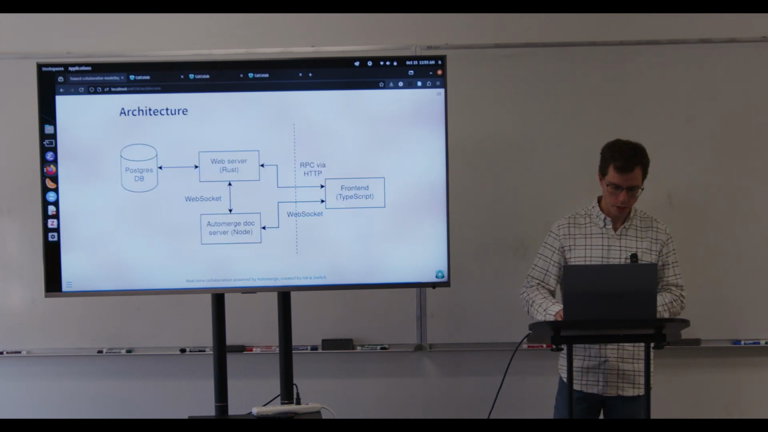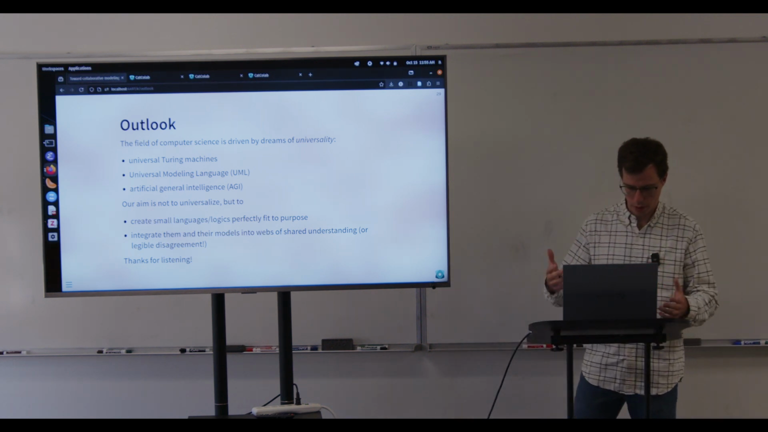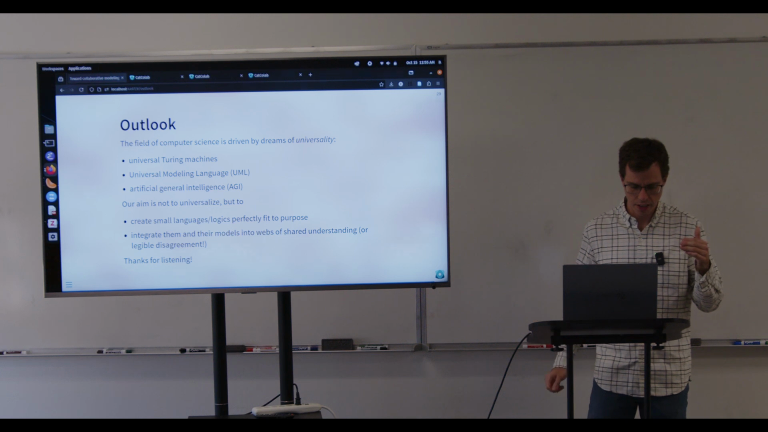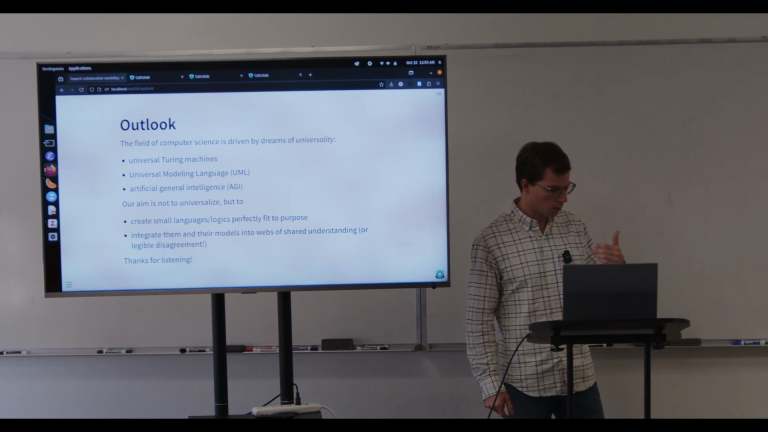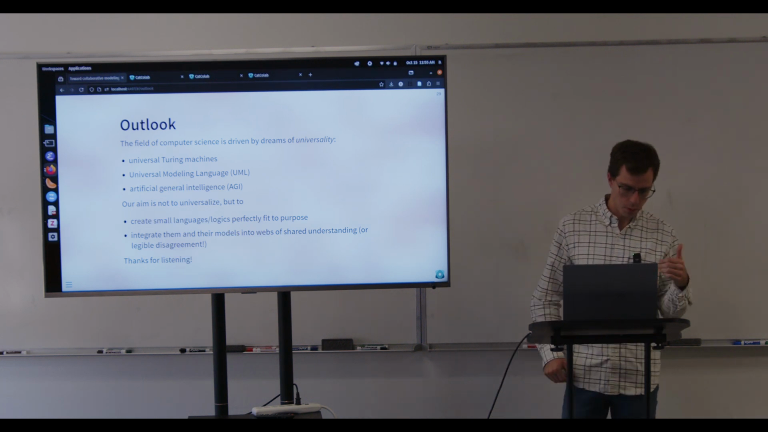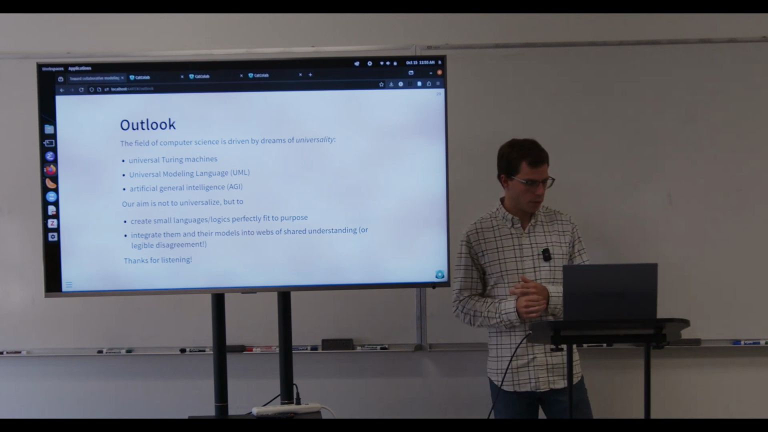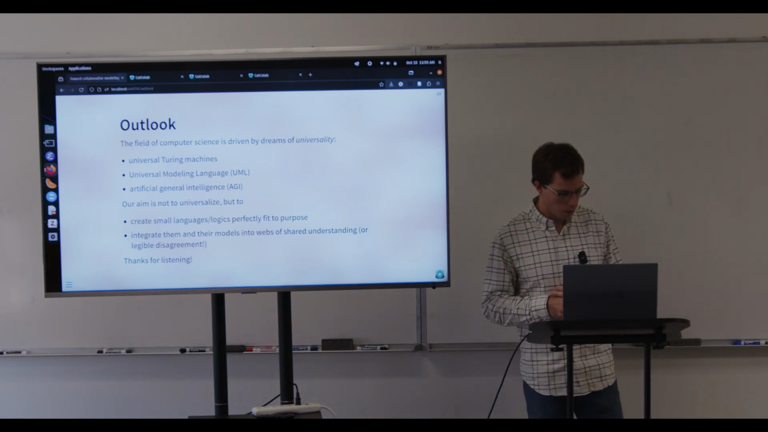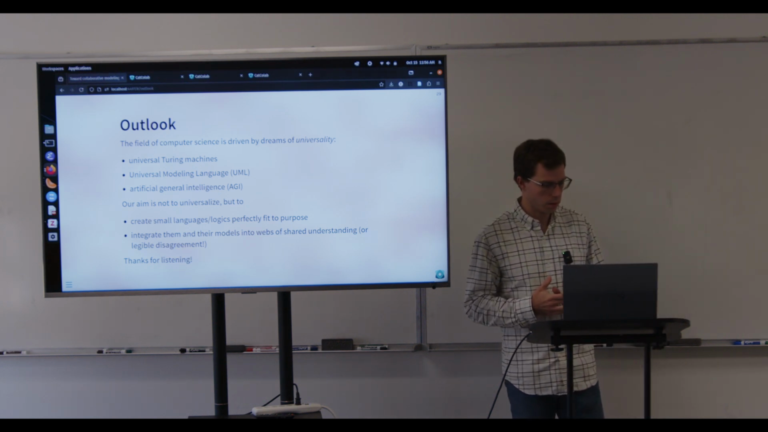Okay, I'll skip the architecture diagram. I want to close with a comment about the overall viewpoint here. If you look at the history of the field of computer science, what you see is that it's been driven again and again by a search for universality, whether it's universal computation or universal Turing machines at the very beginning, through decades and decades of people seeking to invent a universal programming language or modeling language that would subsume all others. Nowadays, people are talking about artificial general intelligence, again with a universalizing dream, and I would like to advocate for a different perspective.